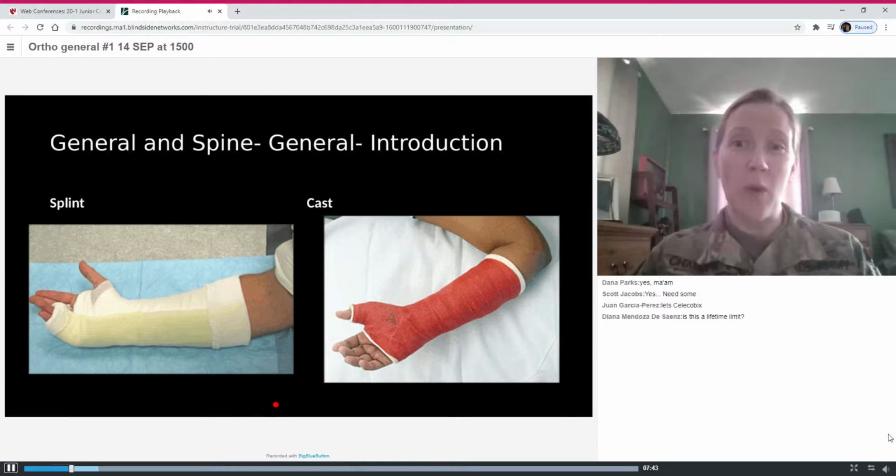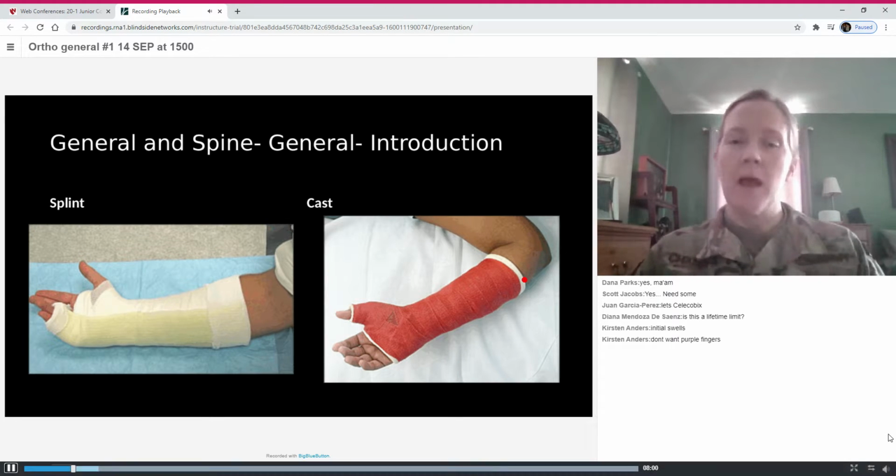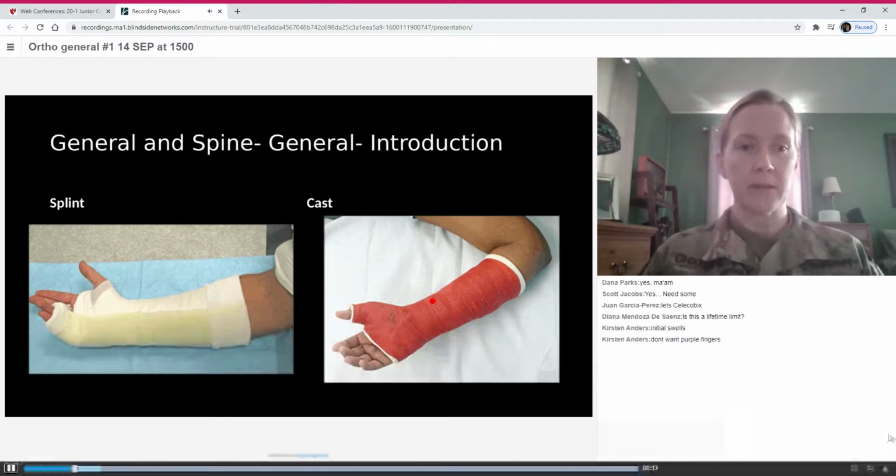So why would I not have something go circumferential? It has to do with swelling. So if I expect an injury to continue to swell, then I'll put them in a splint so that it's not creating an artificial compartment syndrome created by me. But if I know that this is a joint that is probably going to swell less, that it's a pretty stable fracture, then I may put them in something that goes all the way around for a longer period of time. Purple fingers are bad.